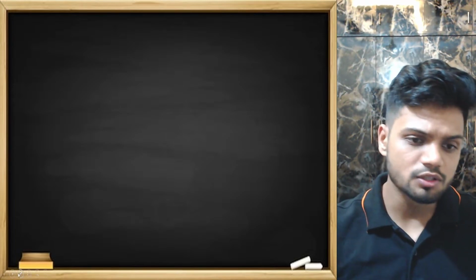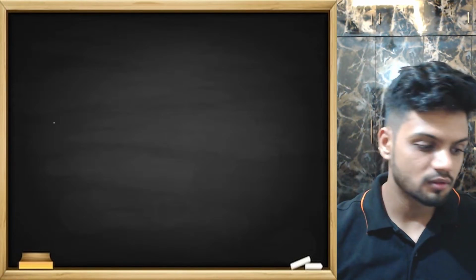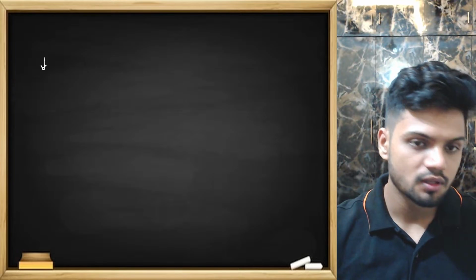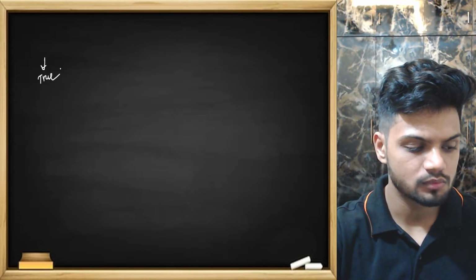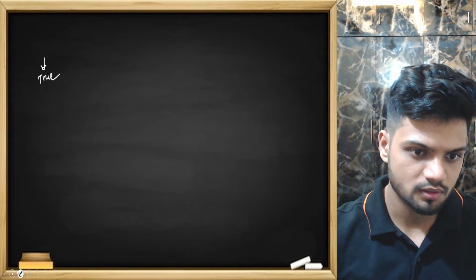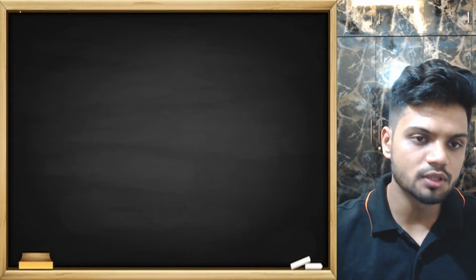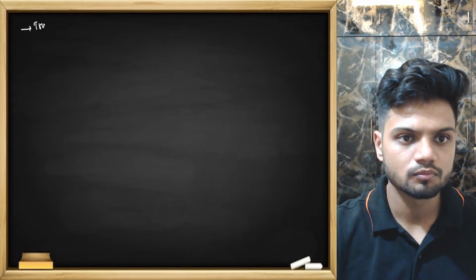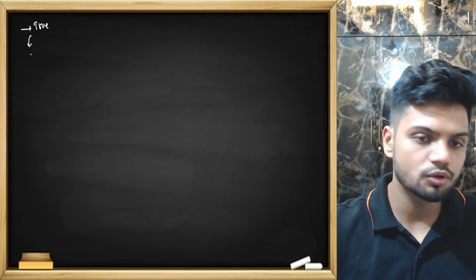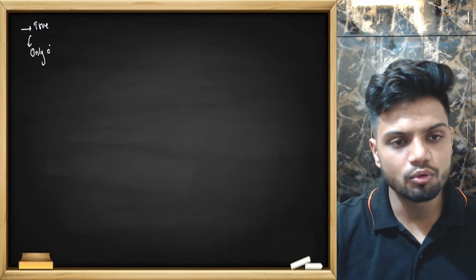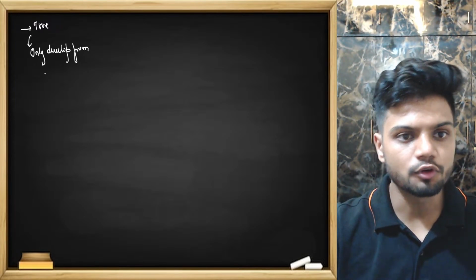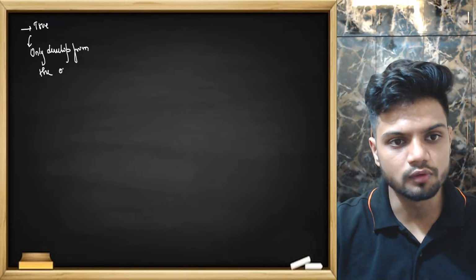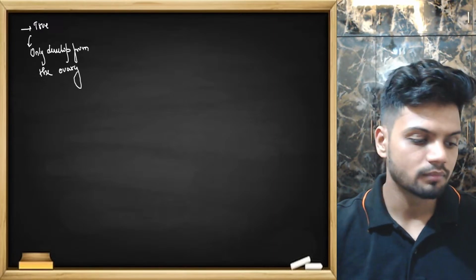Understand? I'll tell you about the types of fruits. There is some basic classification of fruits. Something called true fruits. True fruits are the fruits which develop only from the ovary. They develop directly from the ovary. That is a true fruit.